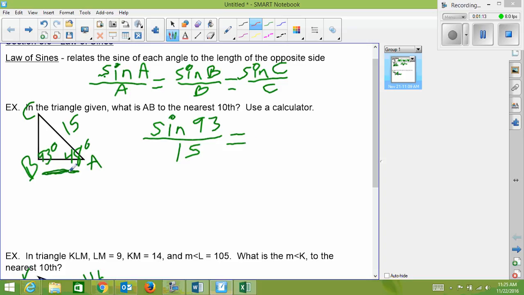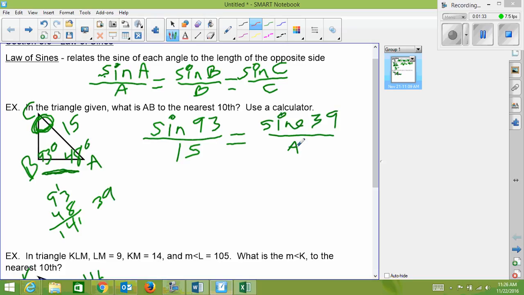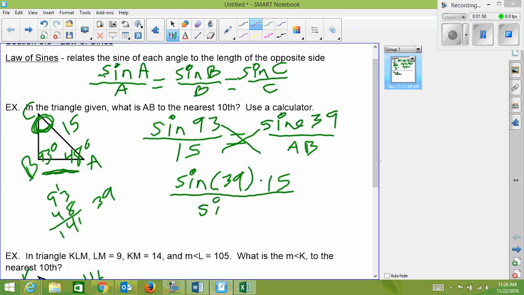I'm trying to find this one, so I need this angle, which I can find by adding those other two together. So 93 plus 48 is 141, which leaves 39 degrees for this one right here. So then that equals sine of 39 over AB, which I don't know, but I can crisscross. So I'm going to plug into my calculator sine 39 times 15, and then whatever I get there, I'm going to divide that by sine of 93 to get my answer.